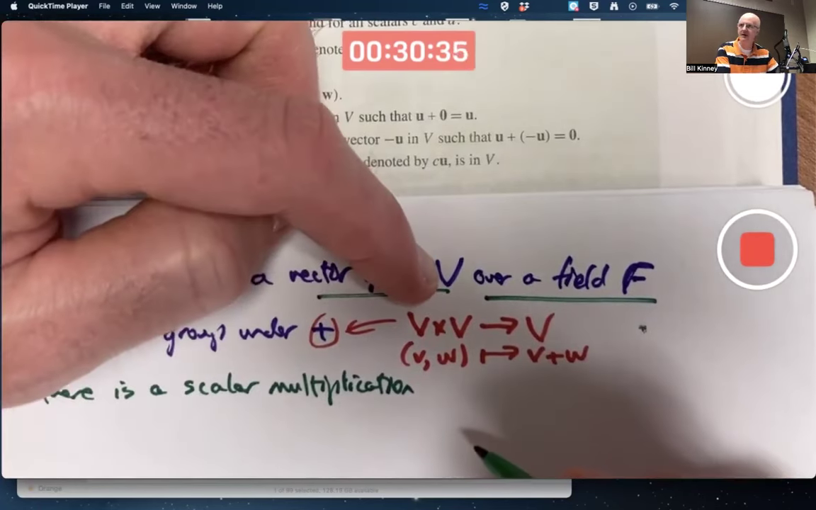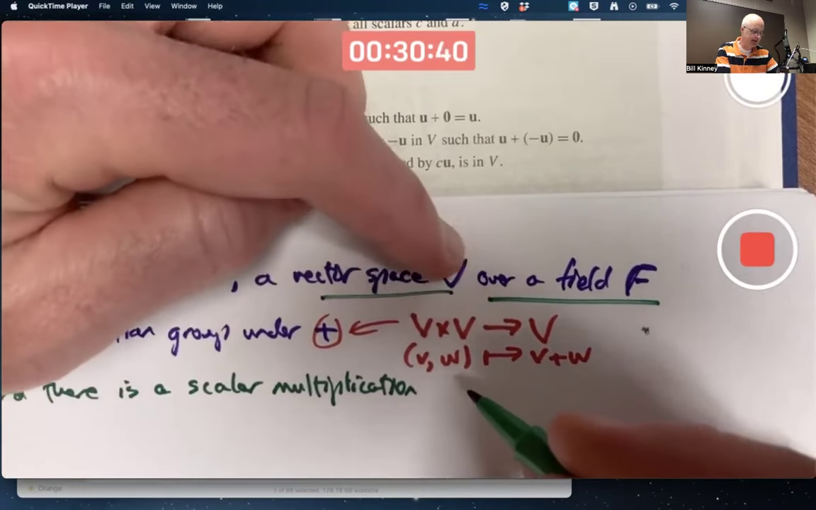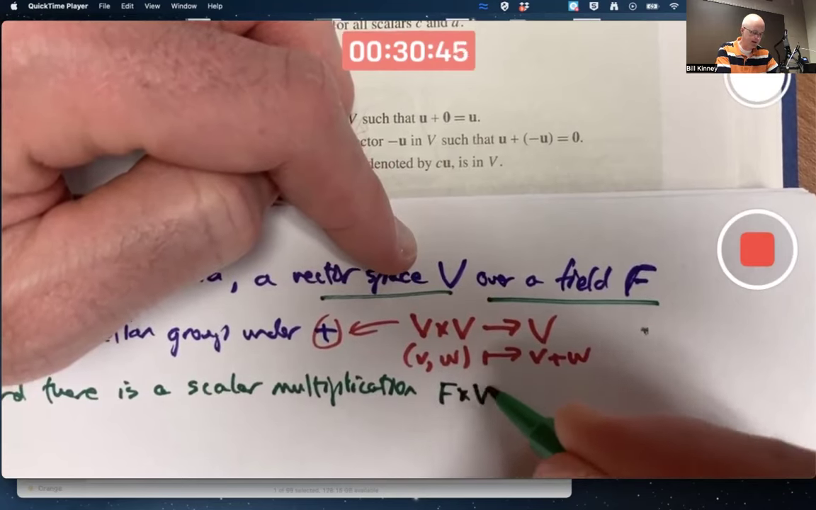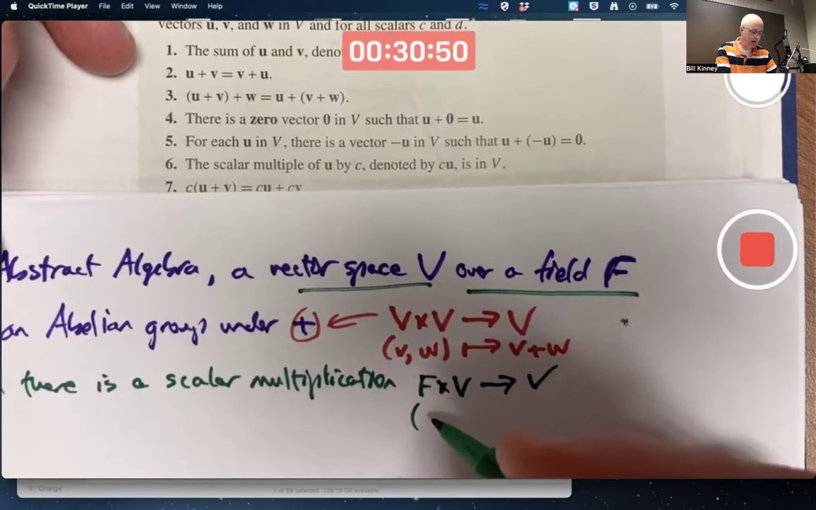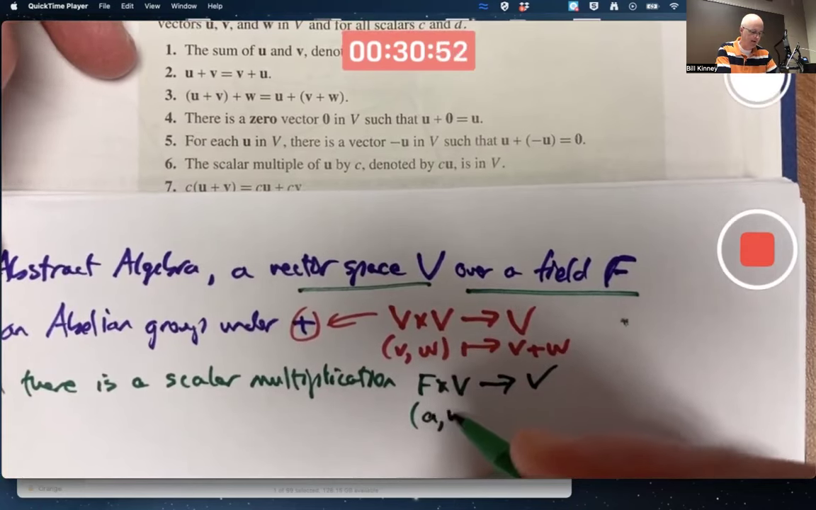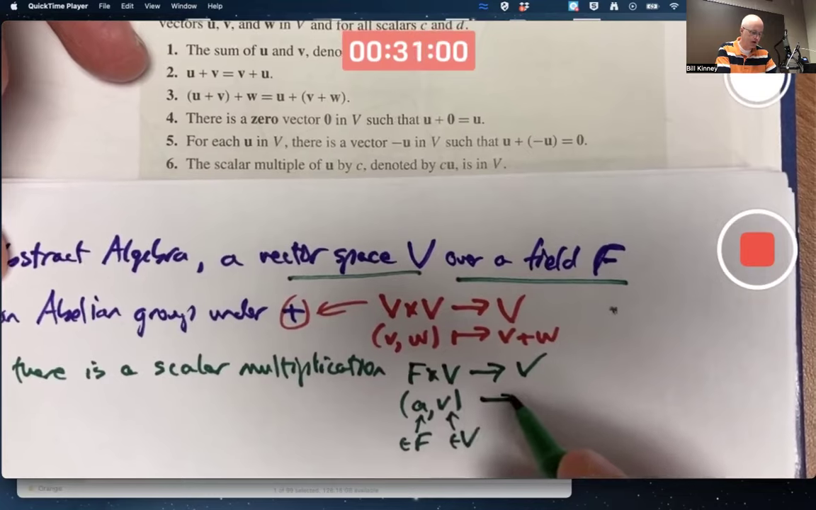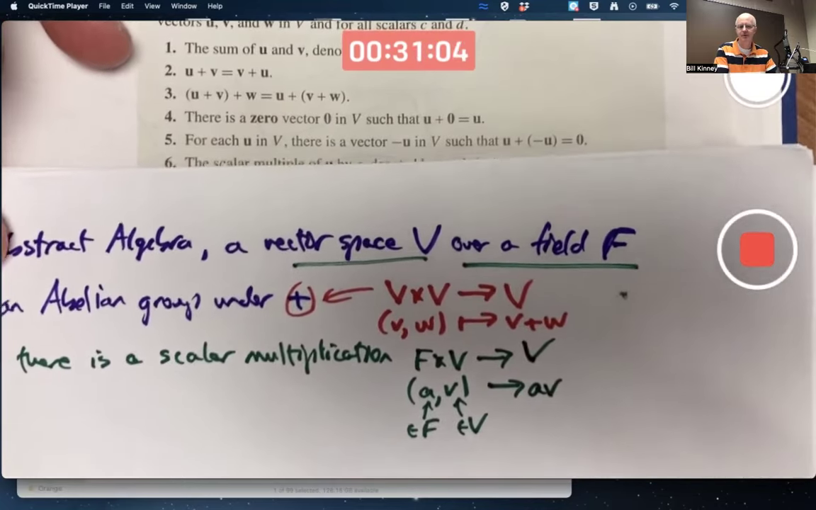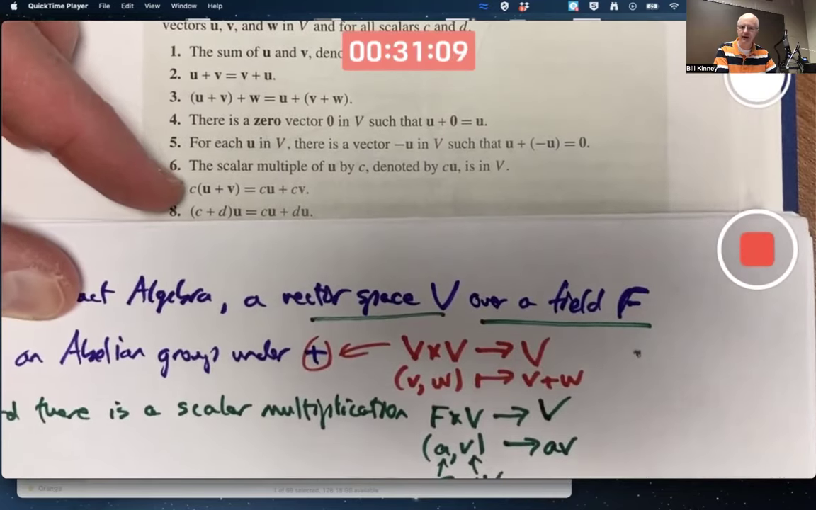It's not this kind of operation. It's not something from the Cartesian product of V with itself to V itself. It's something from the Cartesian product of F with V to V itself. Mapping an arbitrary ordered pair a comma v, where a is an element of F and v is an element of capital V, to an element of capital V, a times v. Or if we were using the notation in this book, we'd use a c and a u instead.